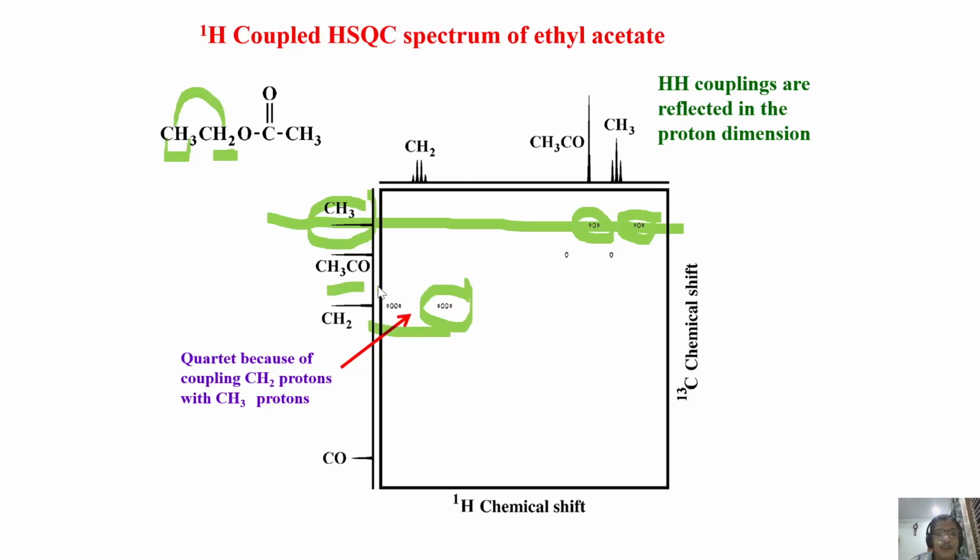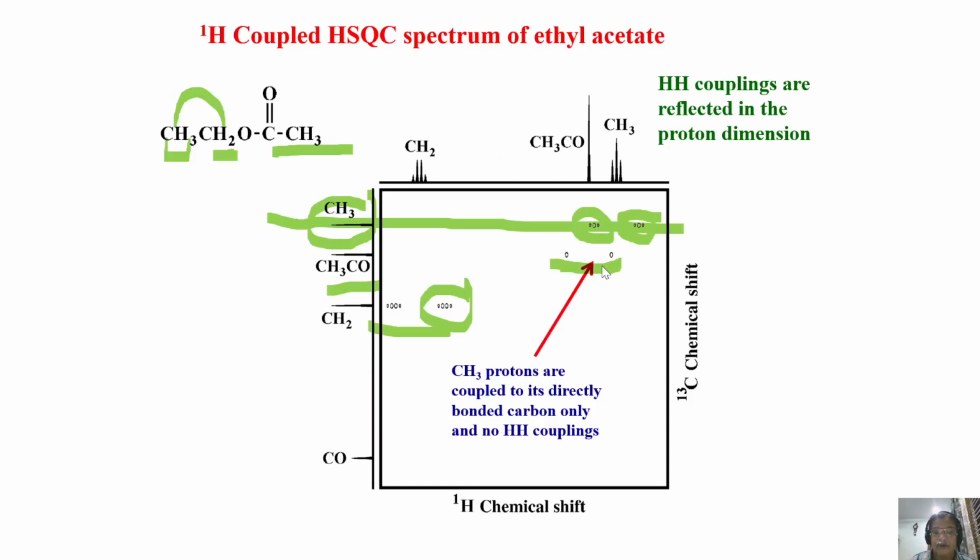Now CH3CO, if you look at this, what do you expect? For this CH3CO, in the proton spectrum, it is a singlet. And these two are carbon 13 satellites. There are no long range couplings of proton for this. They are all far away. So it remains a doublet in the HSQC spectrum. No other proton-proton couplings are seen. I hope you are all with me.